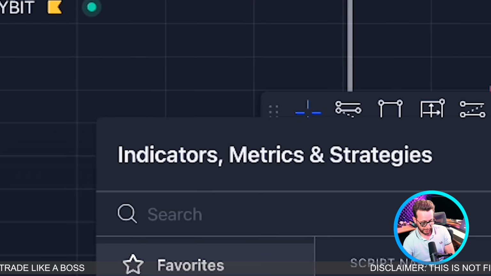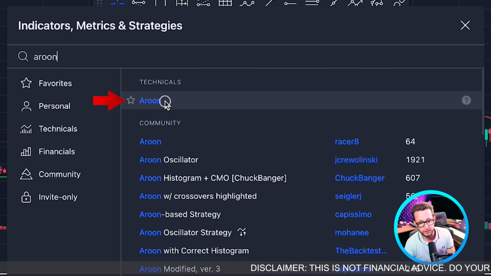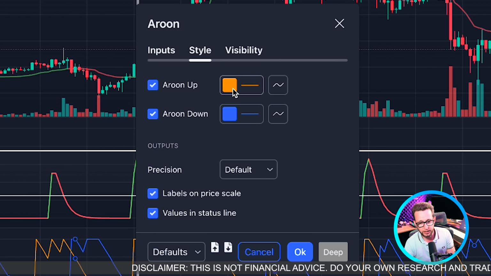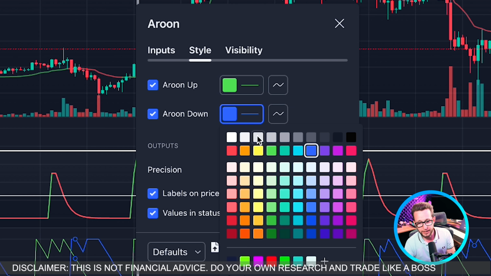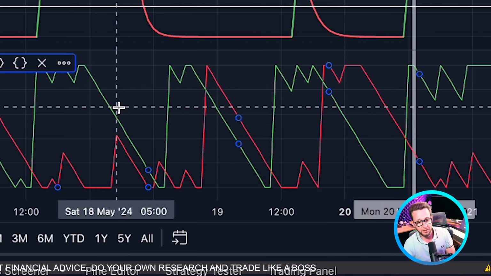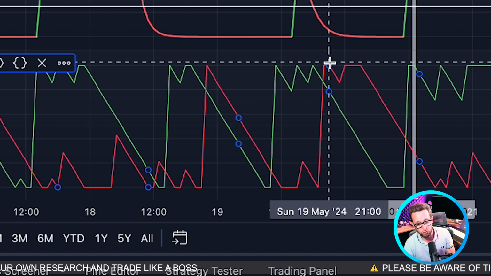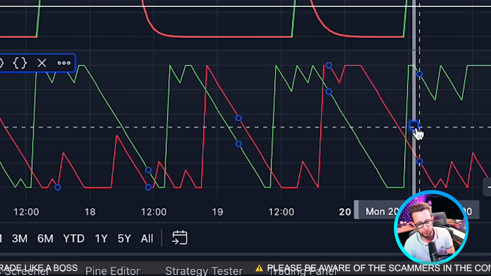We're going to be using the Aroon indicator here, which is the default one by TradingView just here. We're going to click on that and we're going to make a couple of changes very quickly just to the colors. The Aroon up we're going to be turning into green, and the Aroon down we're going to make it red. Okay, the only thing we need to know about this indicator is when we're looking for longs, we expect the green to be above the red, and when we're looking for shorts, we're looking for the red to be above the green. And that's it.